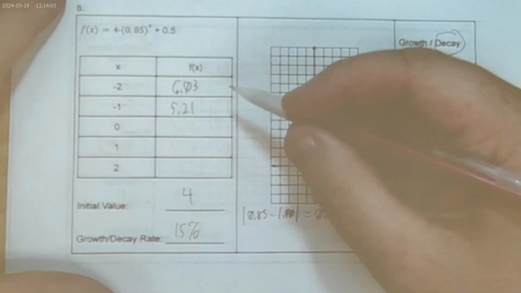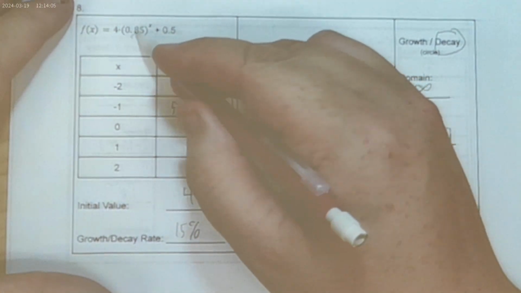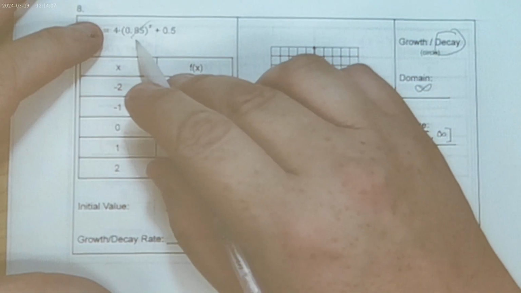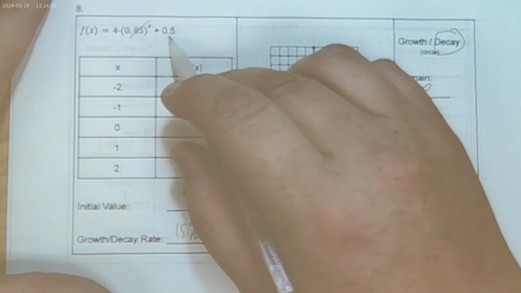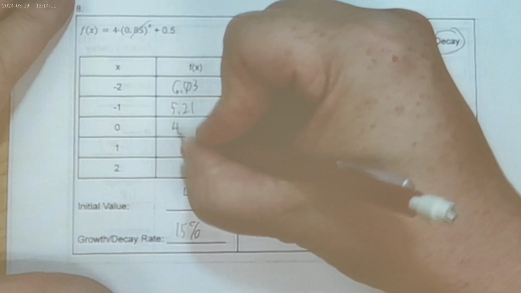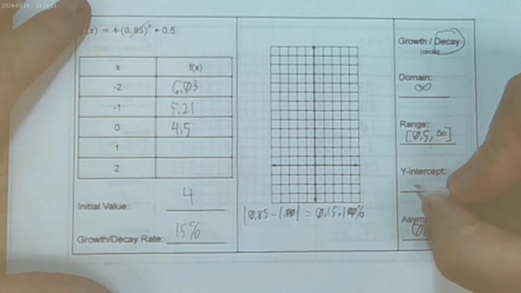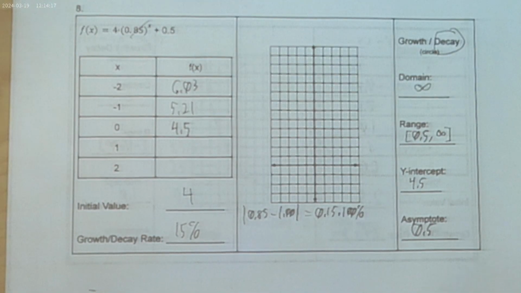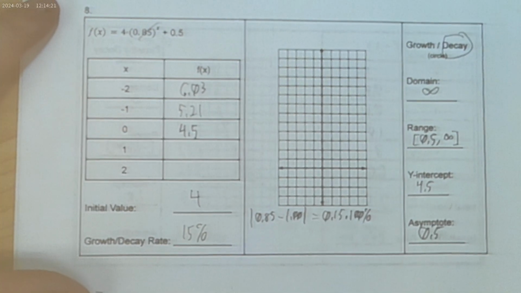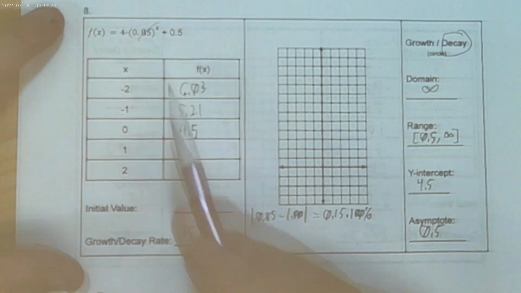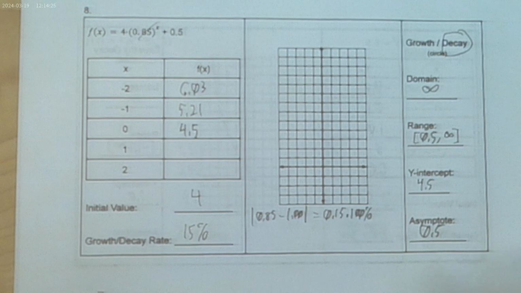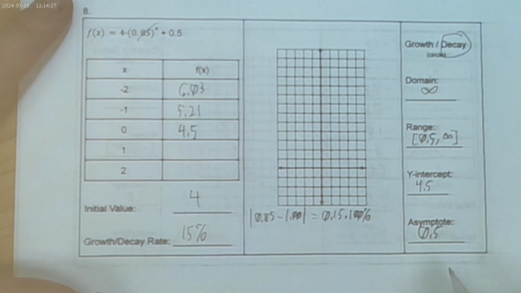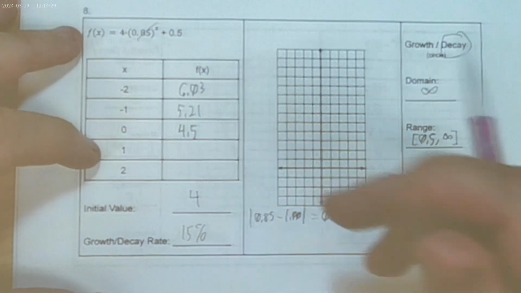So with 0, this term becomes 1, and that gives me 4 times 1, which is 4, plus 0.5, which is 4.5. That was what I meant when I said I can probably do this in my head, but I wanted to go through and do the table properly. But with an equation this simple, you can figure out what the y-intercept is, especially if you're taking out the rate anyway.